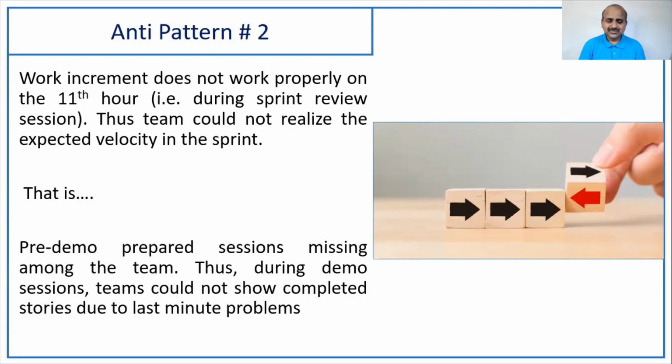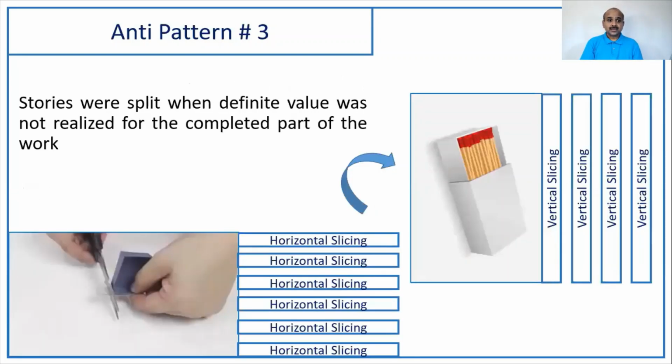So people say, yeah, it was working till last 1 hour, or it was working till yesterday, somehow it is not working like this. That has to be addressed by ensuring that you have a proper demo session. Then the third one is stories were completed partially, but whatever you completed is not of any value to the product owner.